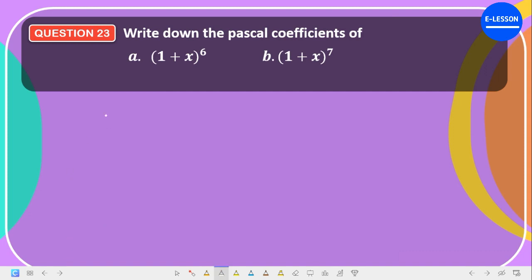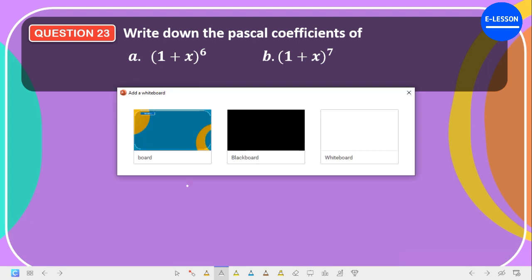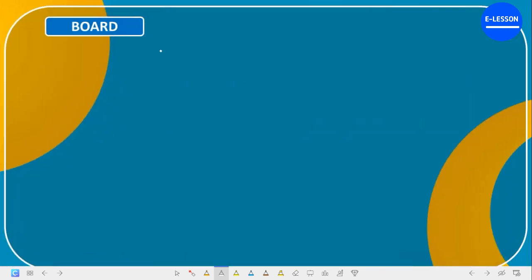Now let's continue. You are asked to write down the Pascal coefficient of everything you have here. Now the Pascal triangle. Let's draw out the Pascal triangle. The Pascal triangle, you have it as 1, then you have 1, 1. Then this is, you add these two together. 1 plus 1 is 2. Then it ends with 1 again. You start with 1 again. You add this to 1 plus 2 is what? 3. 2 plus 1 is 3. And then it ends with 1 again. Are you getting it now?